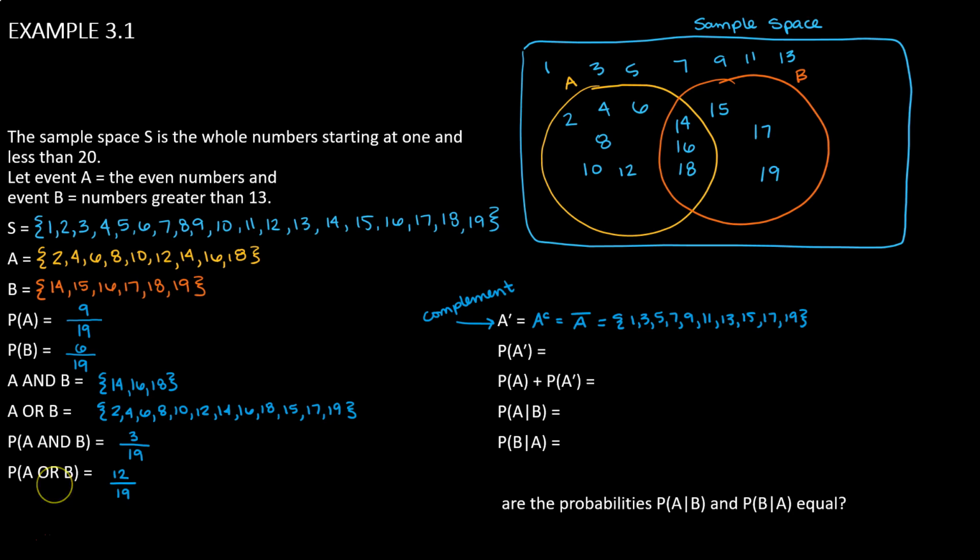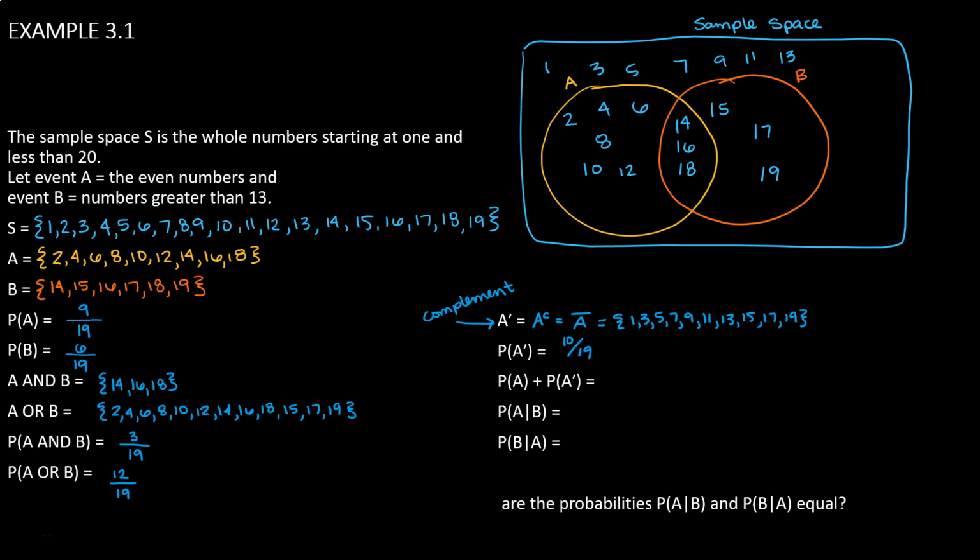Now we can talk about the probability that we pull a slip of paper out of our jar and the number is an odd number, meaning event A is not happening. All we have to do is count how many elements belong to A complement. I count 10. We have 10 elements out of 19 in our sample space.